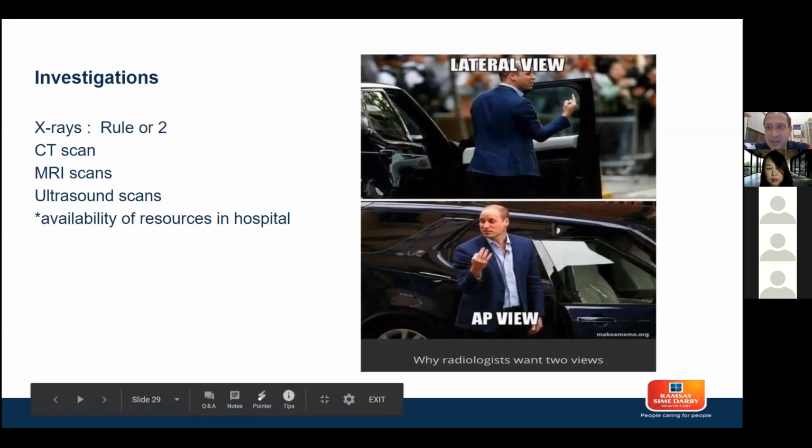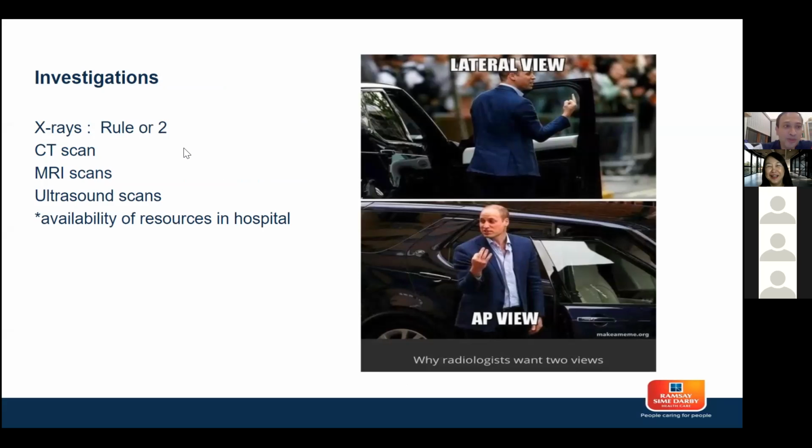Investigations, okay, you can see this one. X-rays, you have to take 2 views, yeah? So the general rule of 2 is this. Why do you take 2 X-rays? Because of pictures like this.